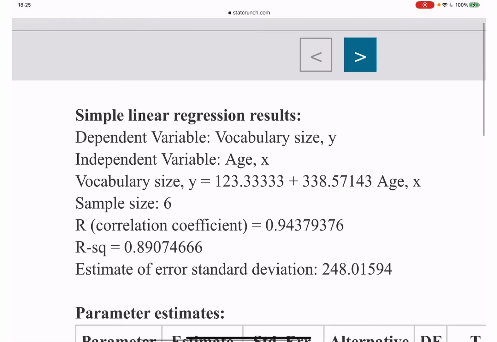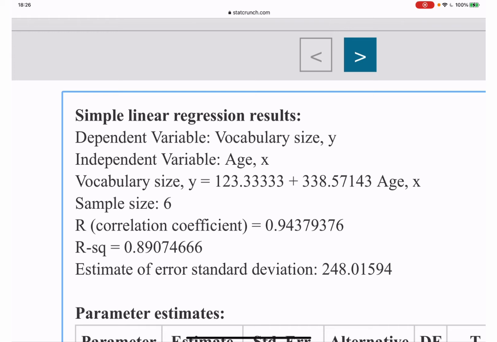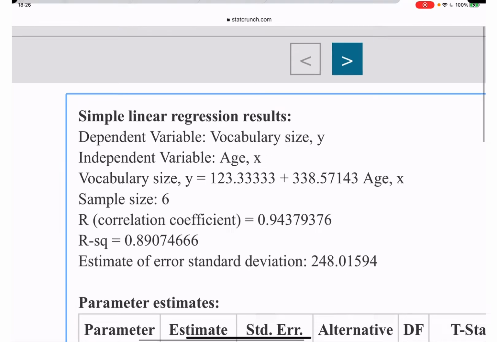Correlation coefficient 0.94. I can't write it down, it's not in editing mode. Here it is. It's below sample size 6, correlation coefficient 0.9437. Let me write it down so we can fill out. 0.9438. Let me round, and I don't know how many digits it's asking.